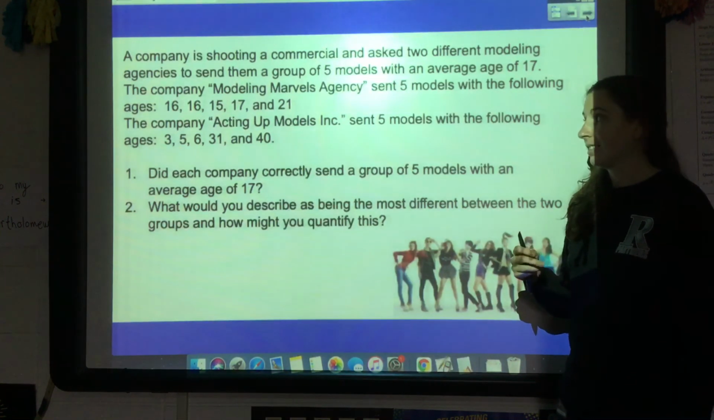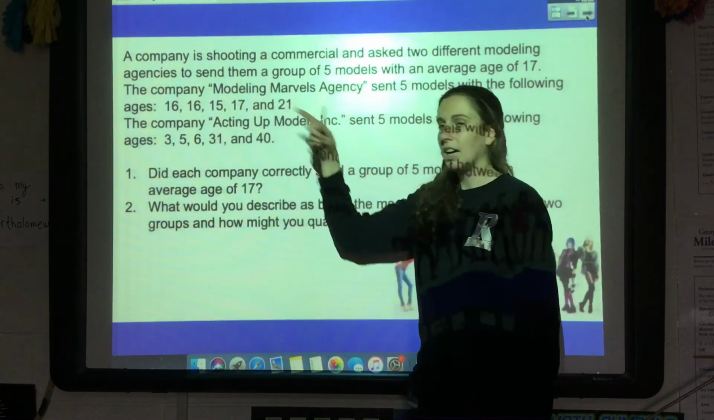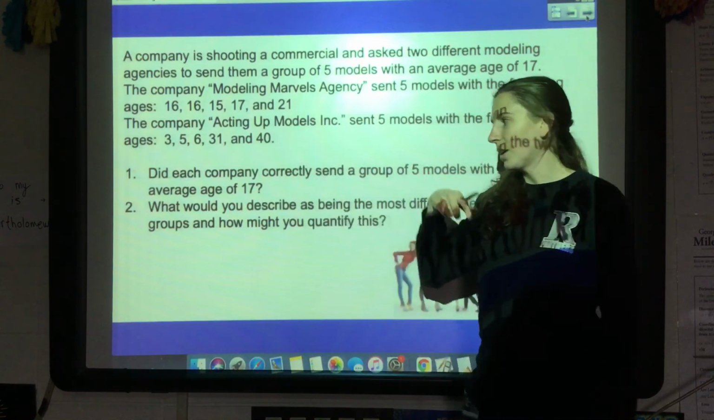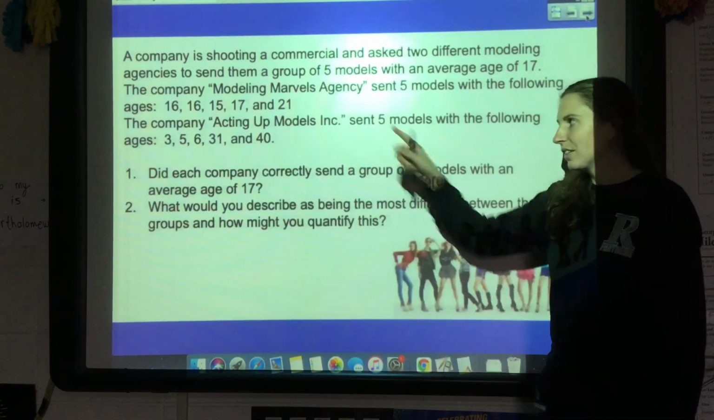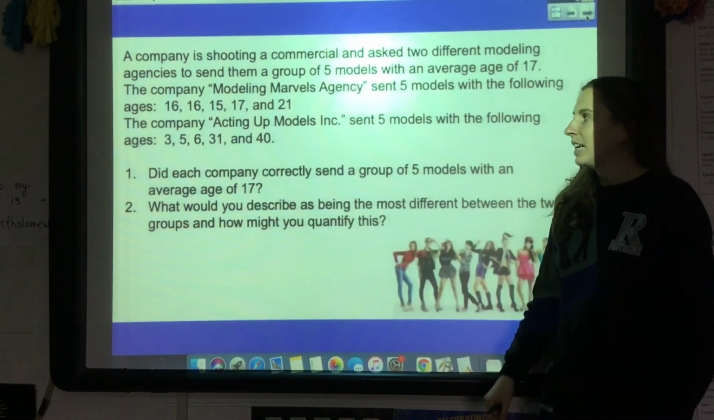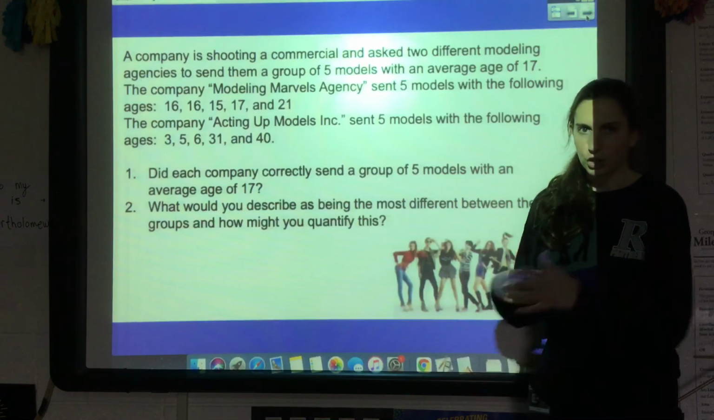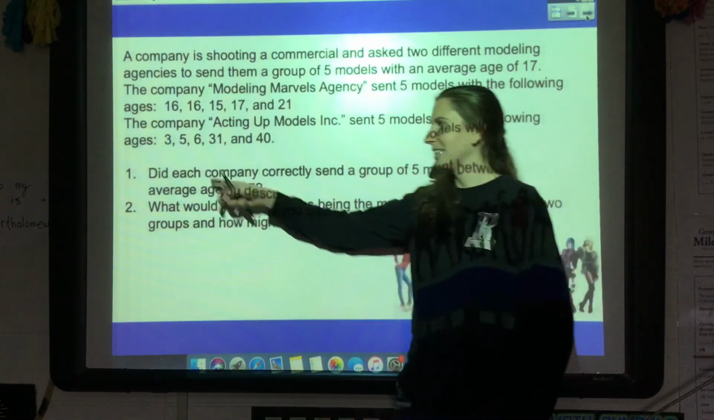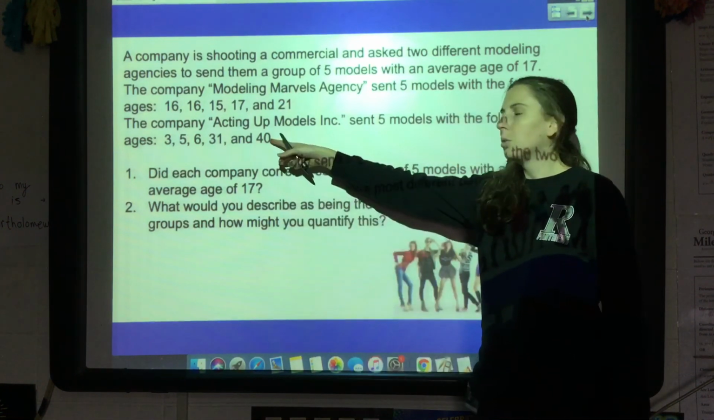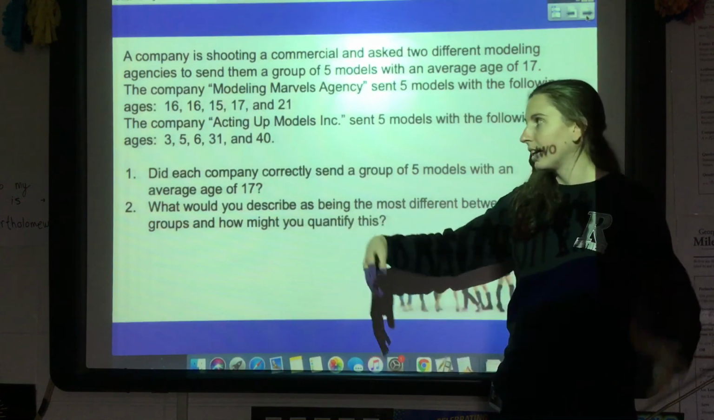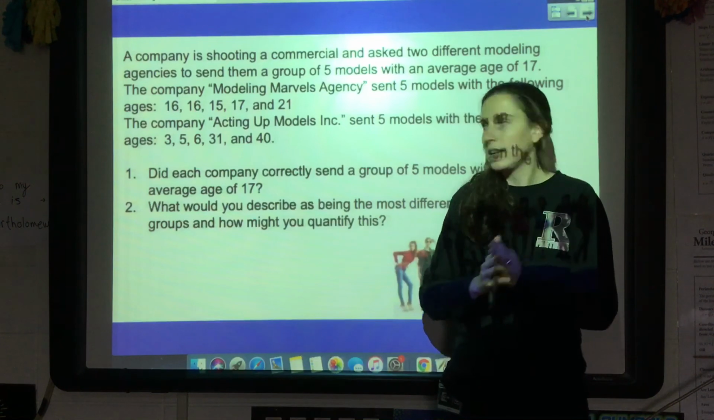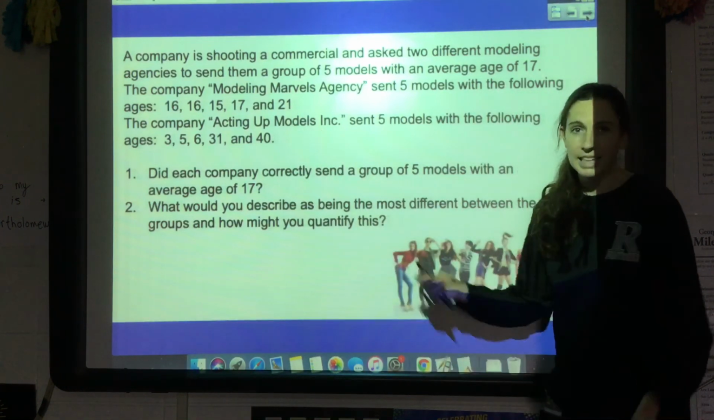Did they send a group of 5 models with an average age of 17? The answer is yes. If you add these up and divide by 5, you do get 17. And if you add these up and divide by 5, you also get 17. But what is the difference between these 2 groups? And what is the problem with this group? The problem is they were probably asking for generally 17-year-olds, and this group sent children and also older people. So this group is more spread out. It has a bigger spread than this one does. These data points are further from the center at 17 than this one is. So that is exactly what spread is.